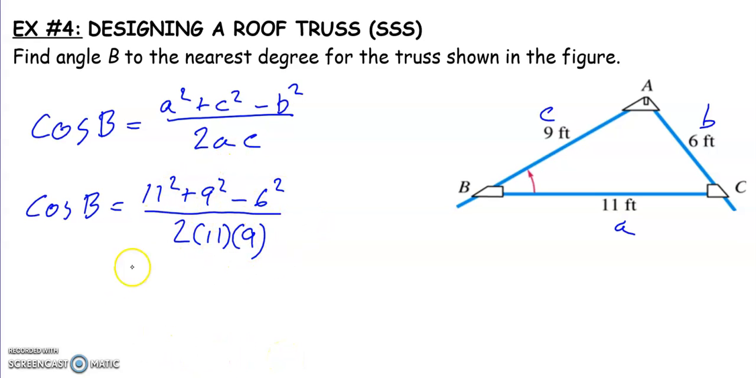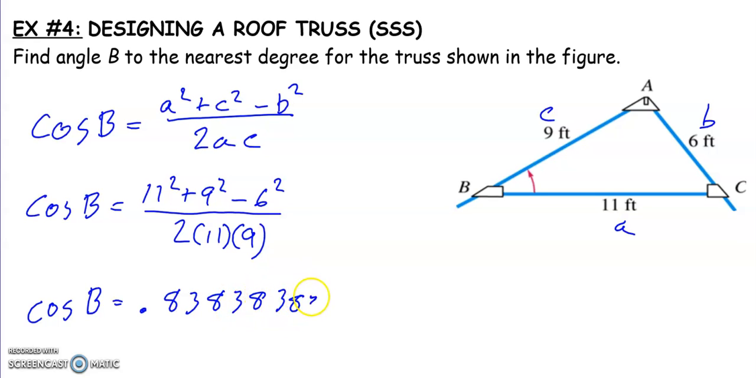I'm going to plug all of this into my calculator just like it appears right here. I am not going to do it by parts. I have my calculator do all the heavy lifting for me. So when this works out, I get 0.83838383884. And I take the inverse so I can find out what B is, and B is going to be about 33.0 degrees. And that is how we can use the law of cosines to find an angle given all three sides.